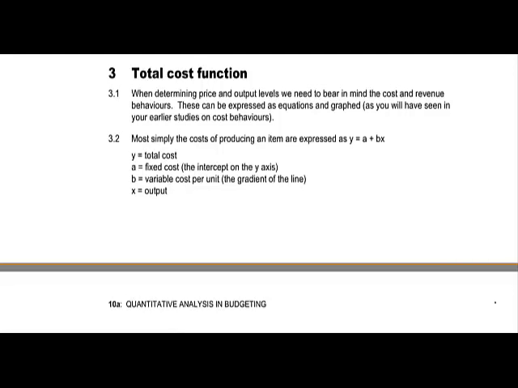Another useful little bit of prior knowledge to remember is the total cost function. What we do here is use the equation of a straight line, which we're going to use also when we do regression analysis later in this chapter. The idea is that y is the total cost, a is the fixed cost, the intercept on the y-axis, b is the gradient, and that's your variable cost, and x is the number of units that you produce. And the whole idea of this is that you can actually draw it as a straight line.